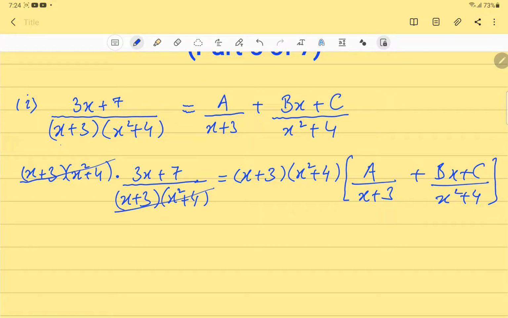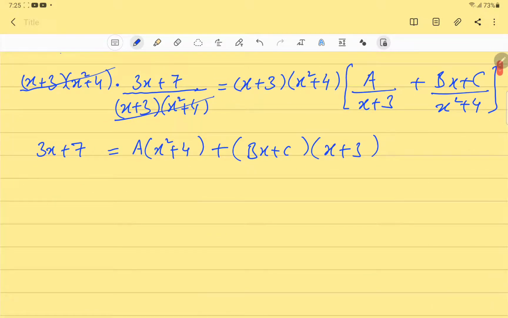This will cancel with this and we are left with 3x + 7 is equal to, and we multiply (x + 3)(x² + 4) with both the terms inside the bracket. So we are getting A(x² + 4) + (Bx + C)(x + 3). We will call this equation 1. Now we will assume different values of x to find the values of the constants A, B and C.